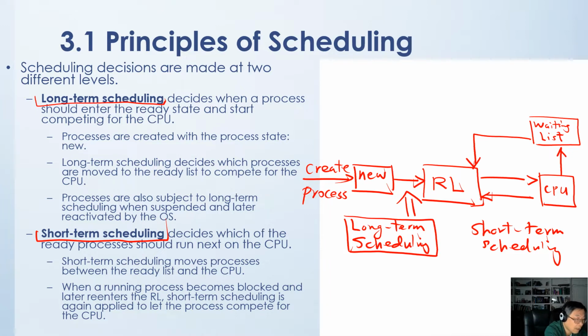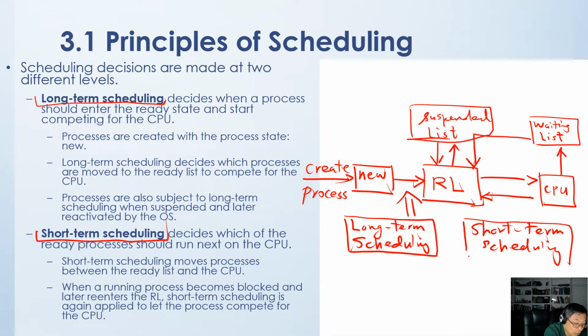Now, in another case, if the process is suspended, it will be moved to the suspended list. Or a process may be removed from the suspended list. That's all the jobs that the short-term scheduling is going to do.